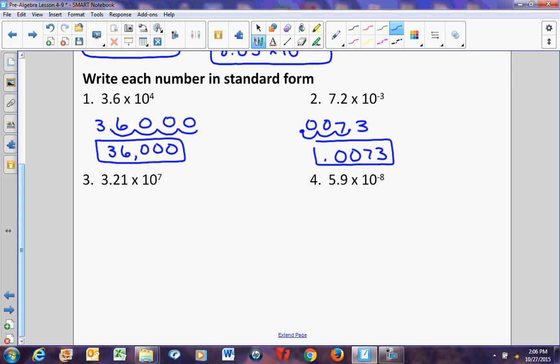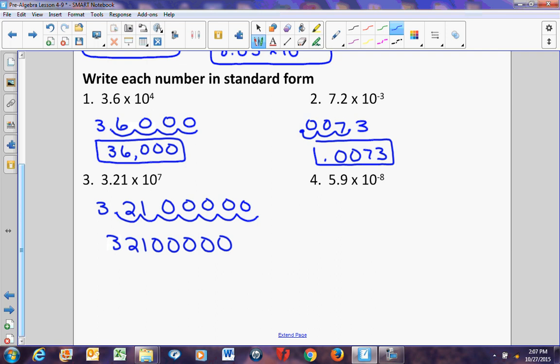Number 3, 3.21 times 10 to the 7th. So 3.21, I'm going to move that decimal point 7 places to the right because it's a positive exponent. 1, 2, 3, 4, 5, 6, 7. How many zeros do I add? I already had 2 places I needed to move it, and I needed to move it 5 places more to make 7, so I had to have 5 zeros. So 3, 2, 1, 2, 3, 4, 5. 32,100,000.